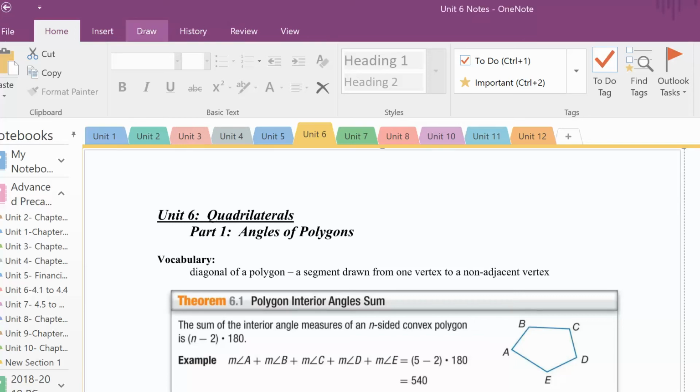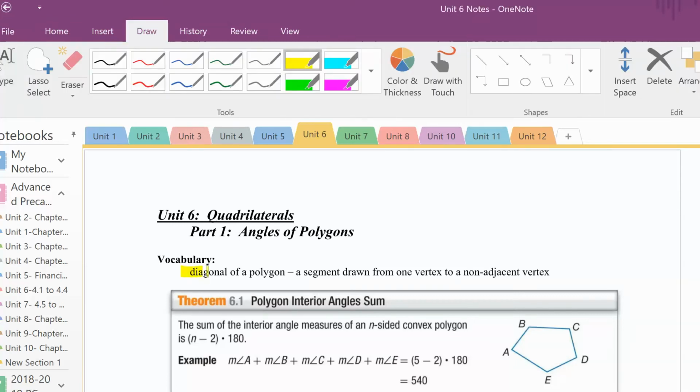One vocabulary term that you need to know: the diagonal of a polygon is a segment drawn from one vertex to a non-adjacent vertex. So for example, if I go from A to C here, that is a diagonal. AB is not a diagonal, that's a side. But if you go to a non-adjacent vertex, AC here is a diagonal. Same with AD. So there's two diagonals in that five-sided figure.